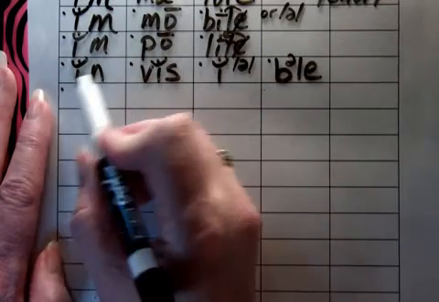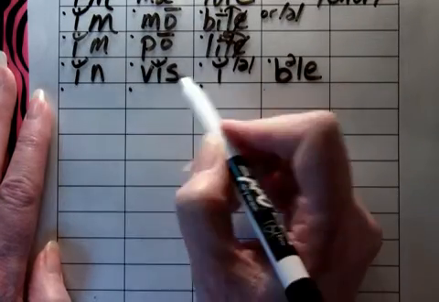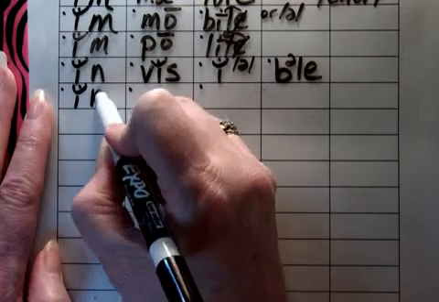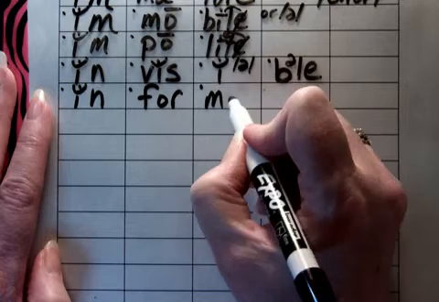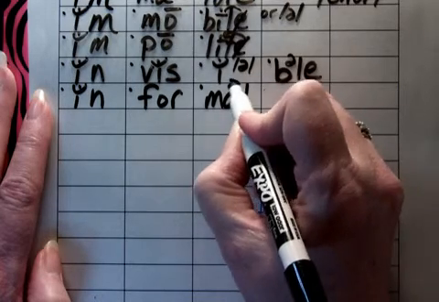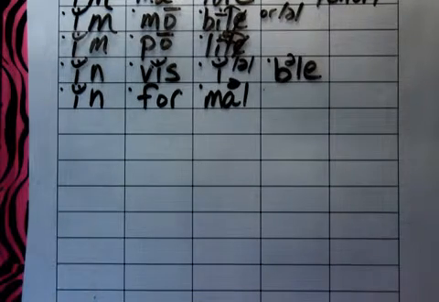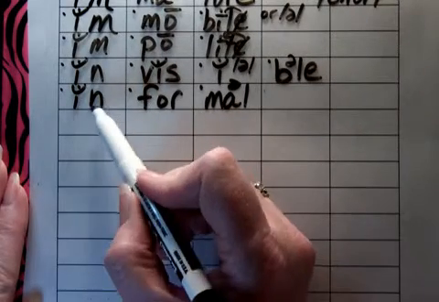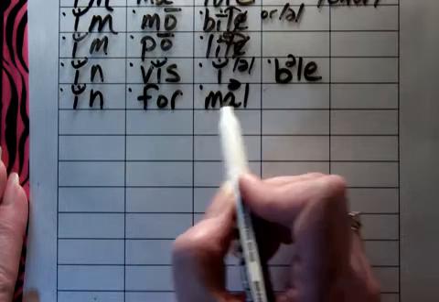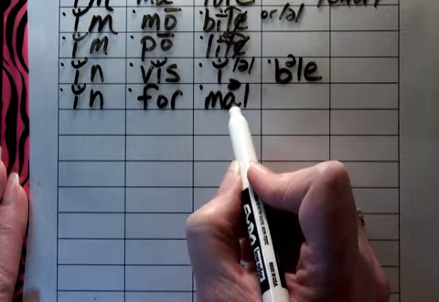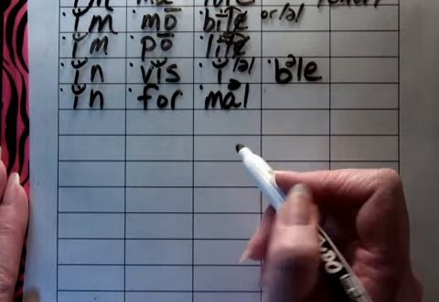The next one is informal. Informal. In, for, mo, M-A-L. That's the schwa also. It's in an unstressed syllable. In, closed syllable. For, R-controlled vowel. And mo, it's a closed syllable, but it's the schwa sound.